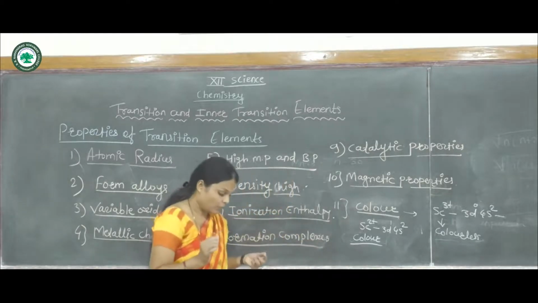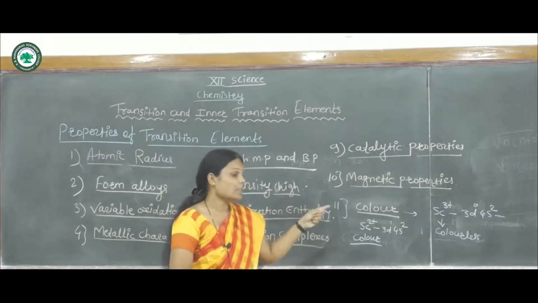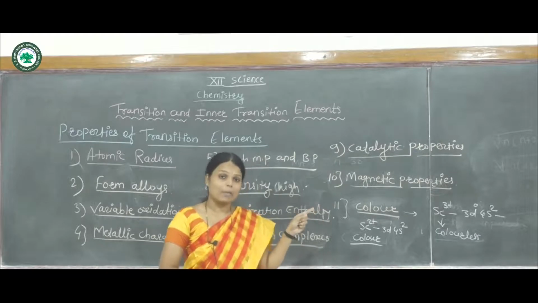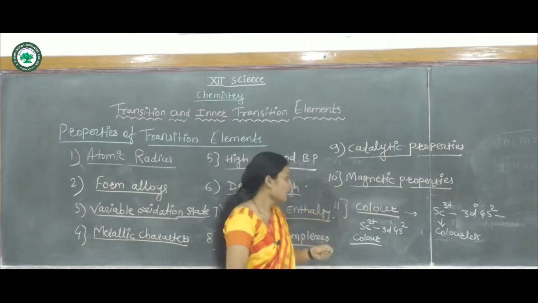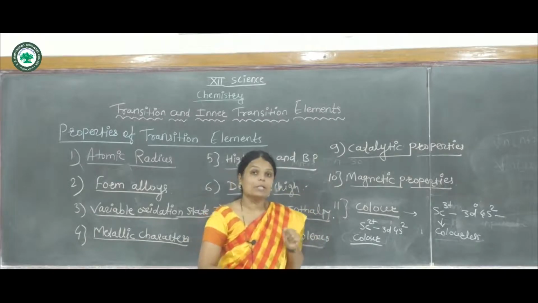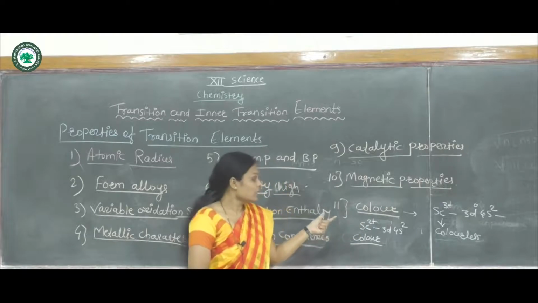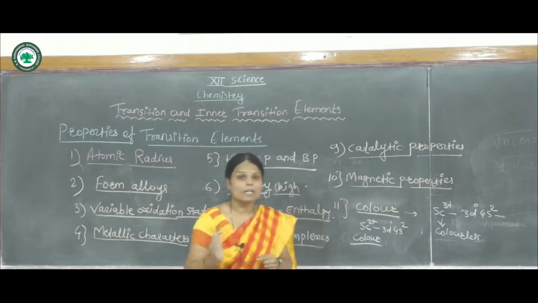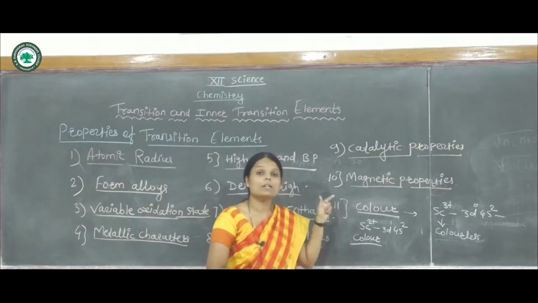Then paramagnetic properties. All of the transition elements can show paramagnetic properties, and their color is high or dark. Then diamagnetic properties. In that case, the color is colorless. When diamagnetic properties occur, the color of the transition element is colorless.